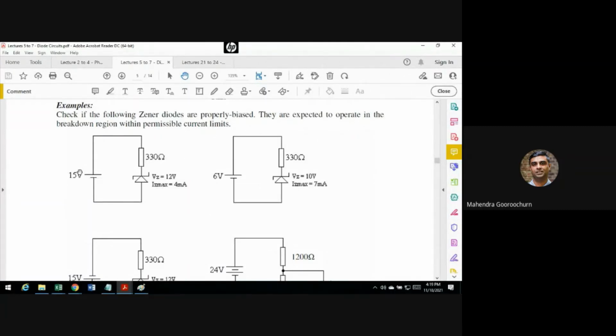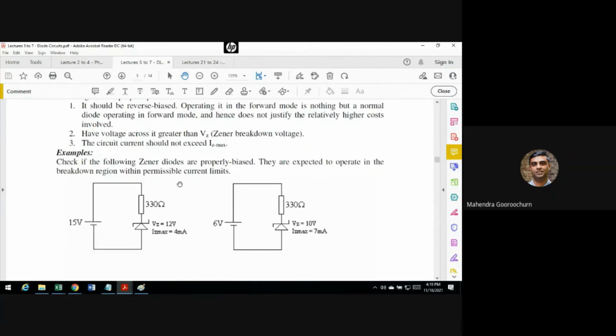Let's look at this one. The question is: check if the following diodes are properly biased, meaning are they connected in reverse mode? They're expected to operate in the breakdown region within the permissible current limits. If you look at the specification on this Zener diode, first, VZ is the breakdown voltage. Second, you have an IZ max, as we said, so the current flowing in this circuit should never exceed 4 milliamperes. Now let's see, applying these three rules.